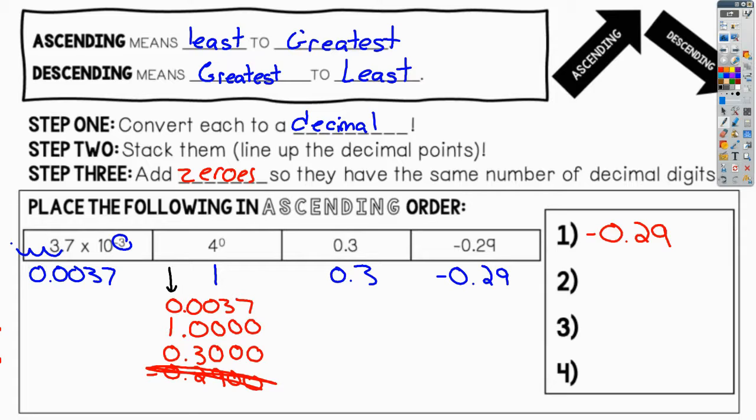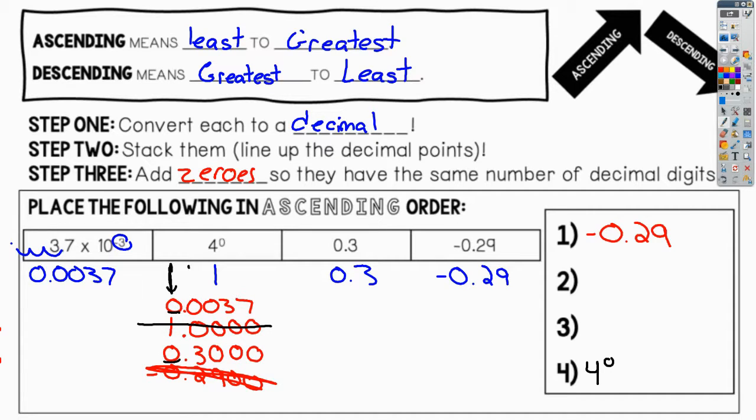It's the number 1. It's 4 to the 0th power. That's my biggest one. So I could put that as my biggest one, and I'll scratch it out. So now I'm stuck between 2: 0.0037, our number from scientific notation, and 0.3. Now I looked in this first row here, and they both have zeros. There's a 0 there and a 0 there.